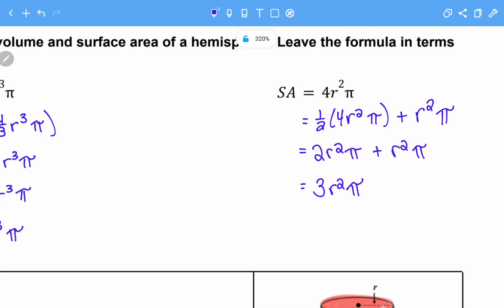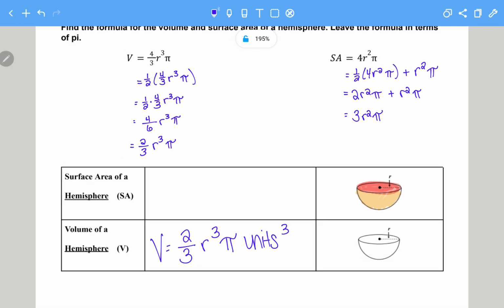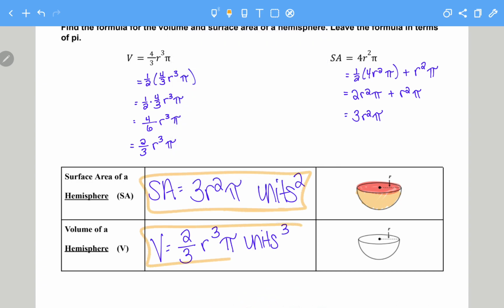Okay. So this is our surface area value. So surface area of a hemisphere is 3r squared pi. And of course, since it's surface area, it's going to be units squared. Okay, so I would include these two formulas on my note card, and I would make sure I put hemisphere. Now you have 4 formulas that you have to have on your note card. You have surface area and volume for a sphere, and surface area and volume for a hemisphere.